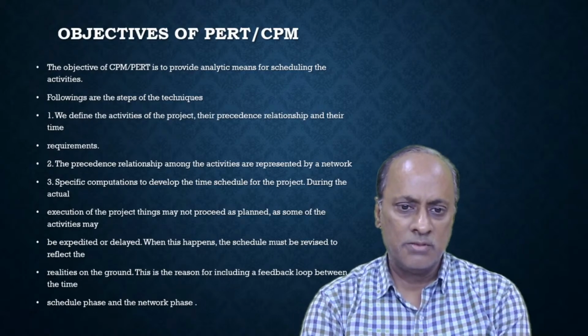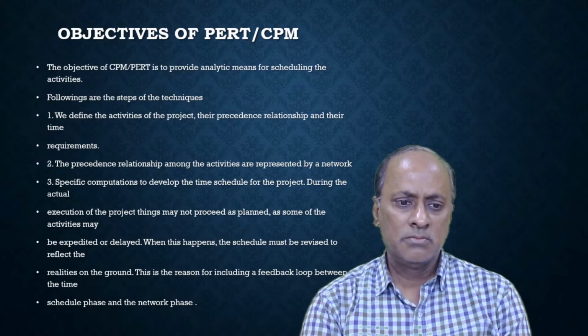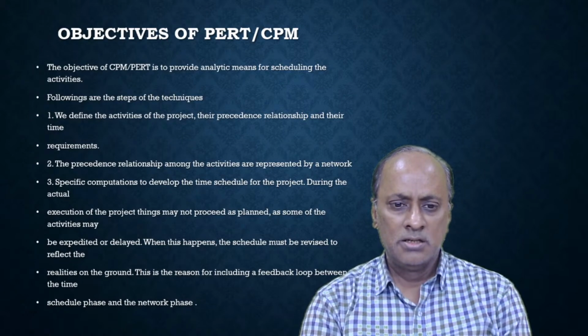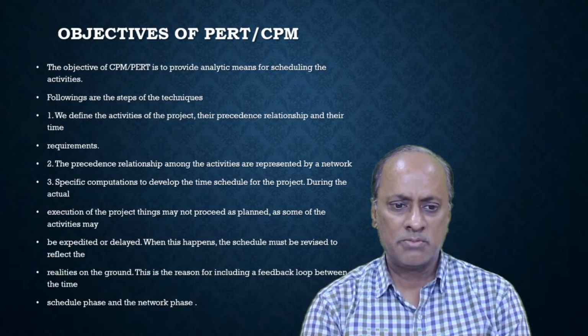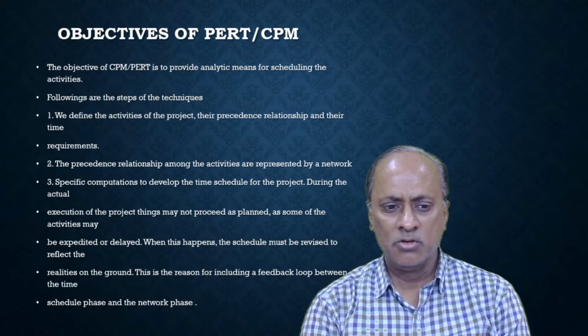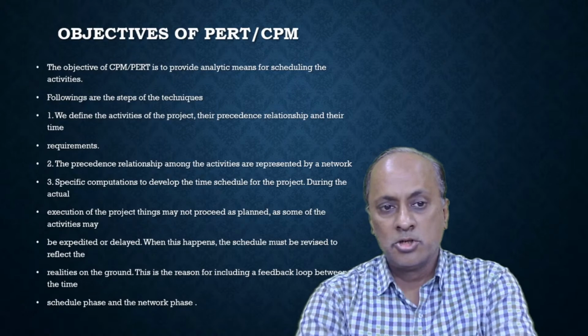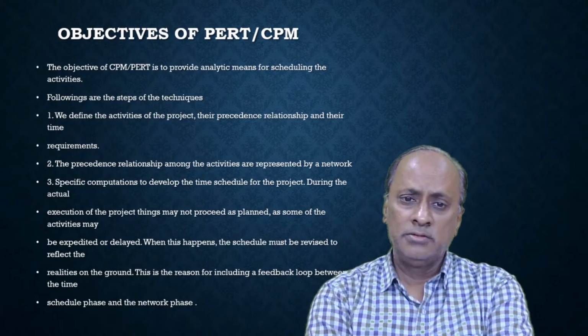Specific computations to develop the time schedule for the project. During the actual execution of the project, things may not proceed as planned and some of the activity may be expedited or delayed. When this happens, the schedule must be revised to reflect the realities on the ground. This is the reason for including a feedback loop between the time schedule phase and network phase. So these are the important CPM objectives.